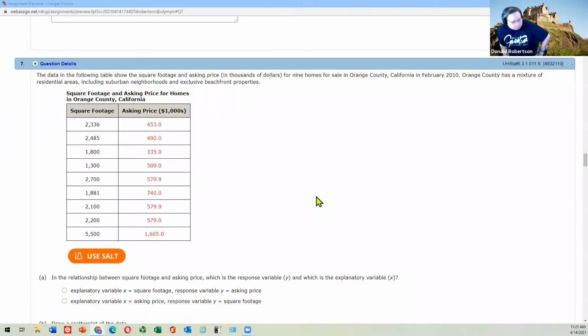So I don't know if that's a good way of saying it. I tend to look at it this way. The first column is X, the second column is Y. So the first column is your explanatory variable and your second column is your response. And 9 times out of 10, that'll get you there.